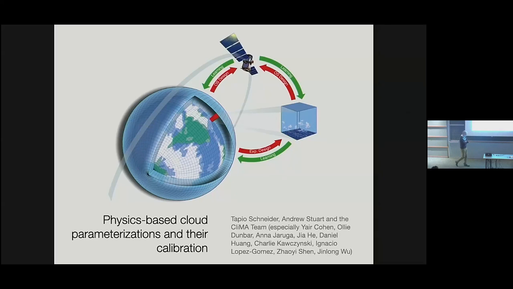I'll talk about cloud parameterizations. I wanted to talk generally about how to calibrate climate models, parts of them, and the whole model with data, but I'll talk about cloud parameterizations specifically. And I'll show some work that the basics of it goes back to things that Andrew Stewart and I started doing a number of years ago, and by now there's a large team of people working with us. And I'll show some results from people I introduce as we go along that are named right here.